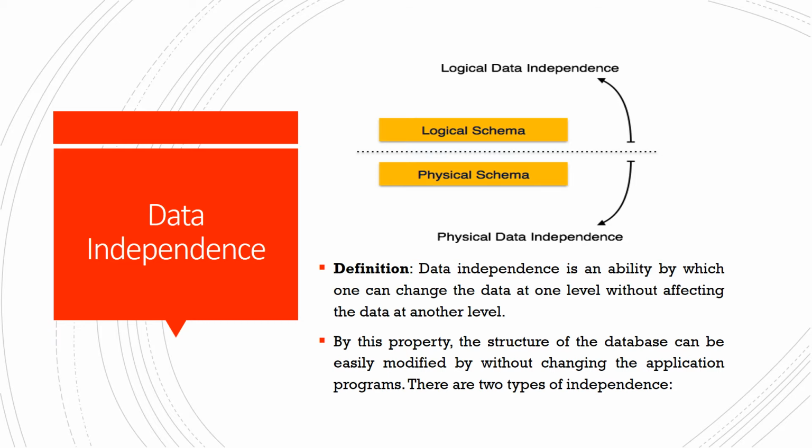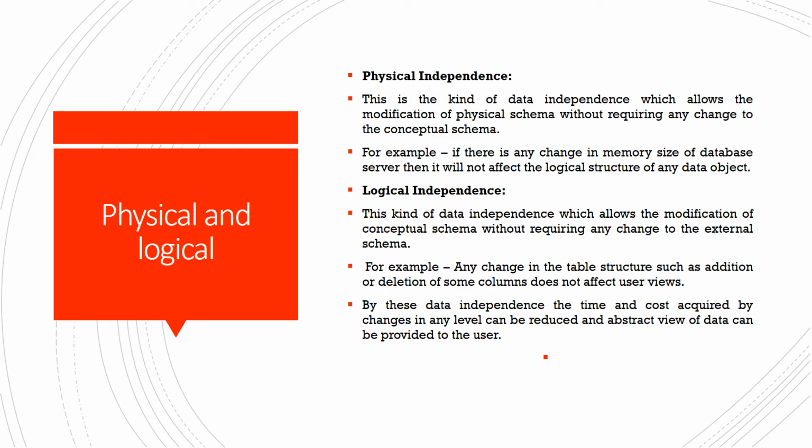So there are two types. One is called physical independence and the other is called logical independence. Physical independence is a kind of data independence which allows modification of the physical schema without requiring any change to the conceptual schema. Physical schema means, for example, the memory size of the database. Logical independence is the kind of data independence which allows modification of the conceptual schema without requiring any changes to the external schema.